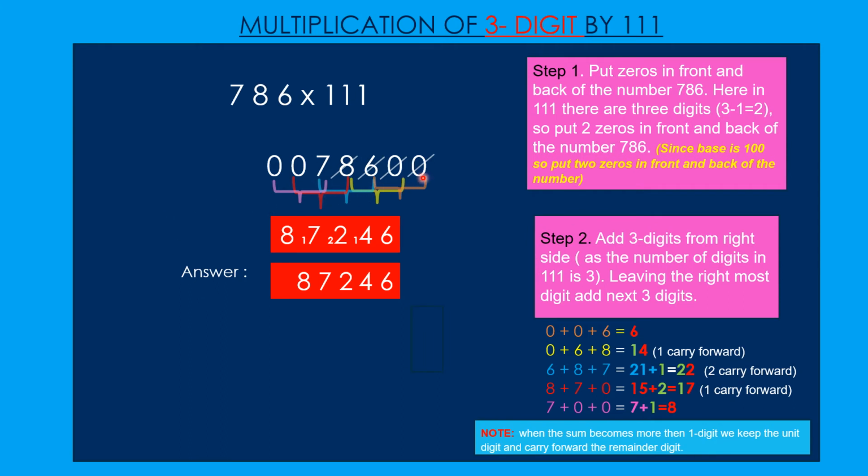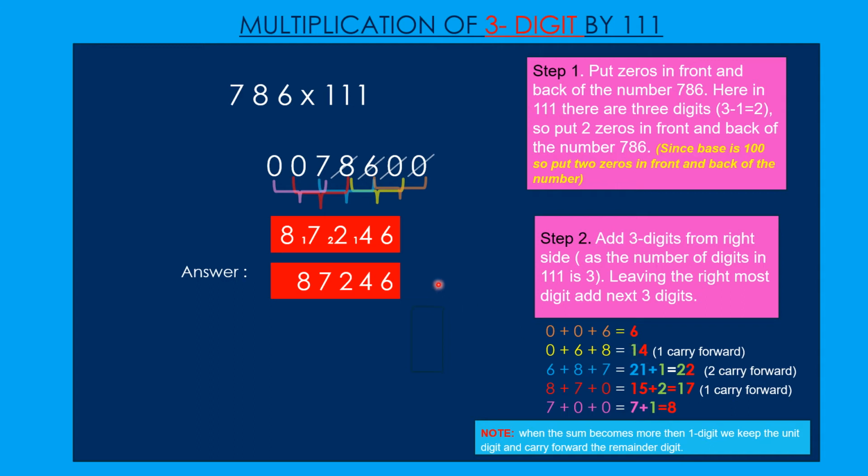Why are we adding 3 digits at a time? Because the number of digits in 111 is 3. Okay, so you add 3 digits from the right hand side, and then you leave the rightmost digit and add the next 3 digits. So 0 plus 0 plus 6 is 6. So write 6 in the answer box. Leave 0, and then the next 3 digits are 0 plus 6 plus 8. 0 plus 6 plus 8 is 14. Alright. So in 14, what do you do? You keep the 4, and then 1 is carried forward.